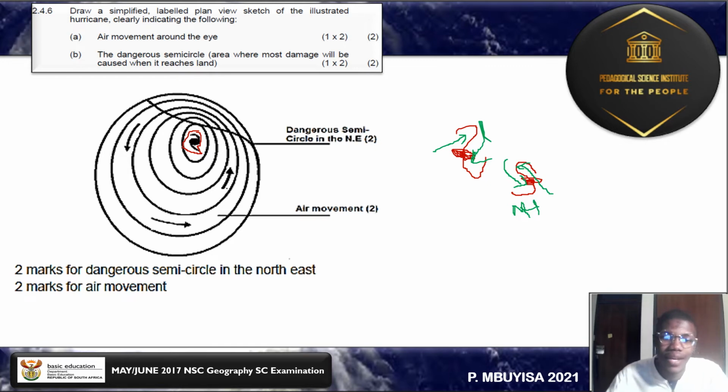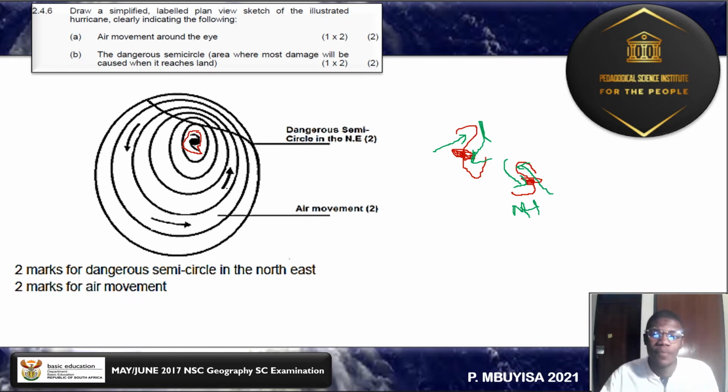So you can draw your eye symbols like that to differentiate between the two hemispheres, and just to be safe. And then again, they said you need to show where the dangerous semicircle is. So you see that your dangerous semicircle is on the northeastern side of your tropical cyclone, and that's because that's where, in a way, your tropical cyclones originate from, because they move from the east to the west, so you'll have your most intense pressures.